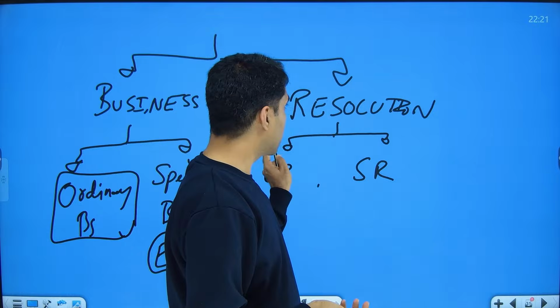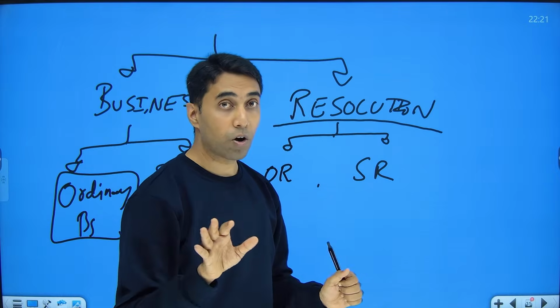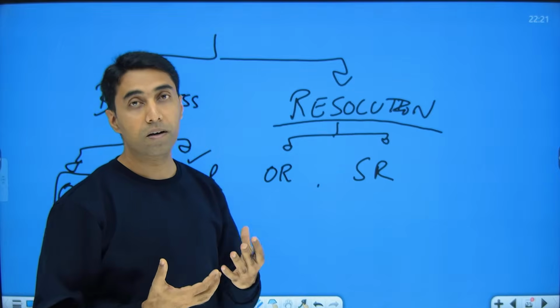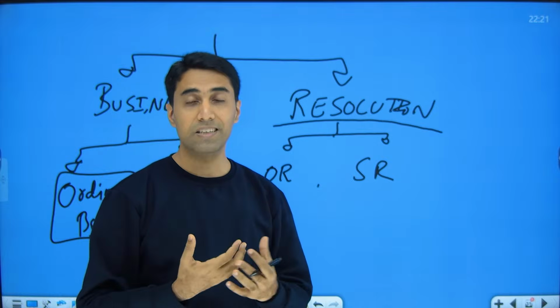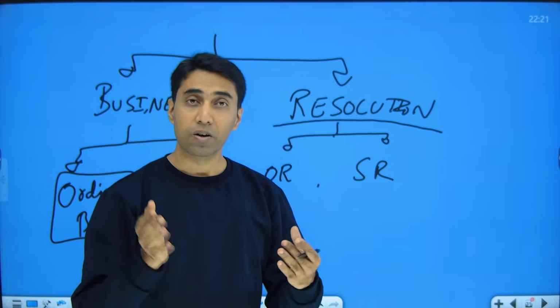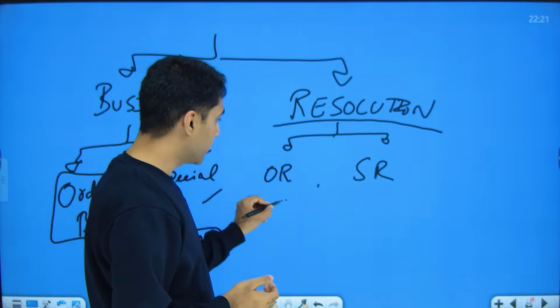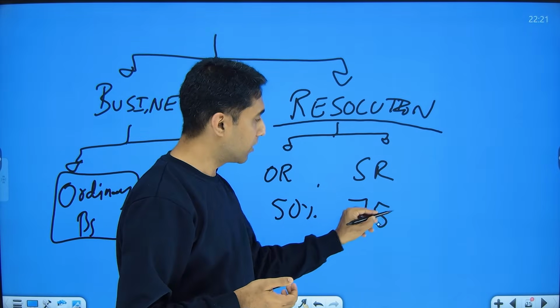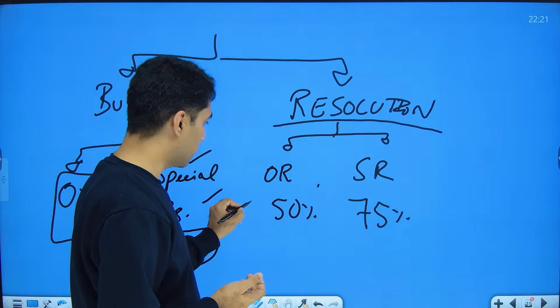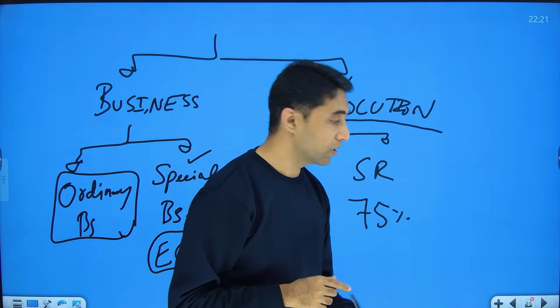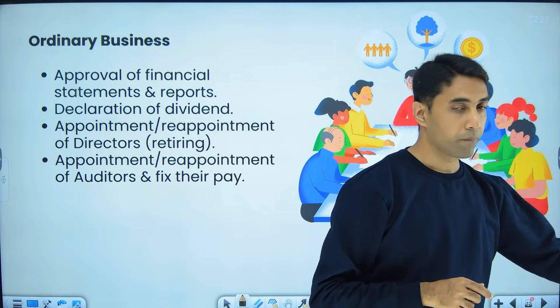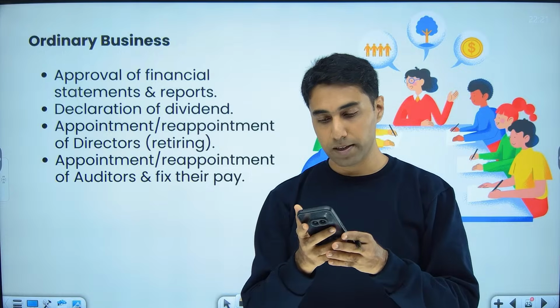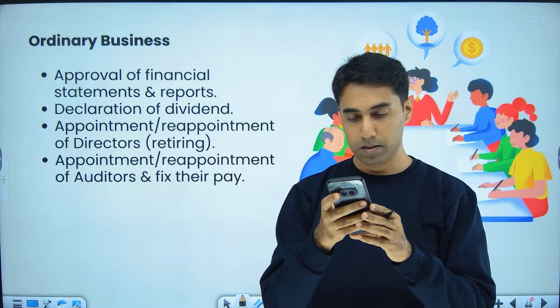But when we talk about resolution, it talks about what percentage of shareholders need to agree to take a decision. That I already told you, 50% and above here, 75% plus there. So more than 50% is an ordinary resolution, 75% is a special resolution. Correct? Hope you are understanding.